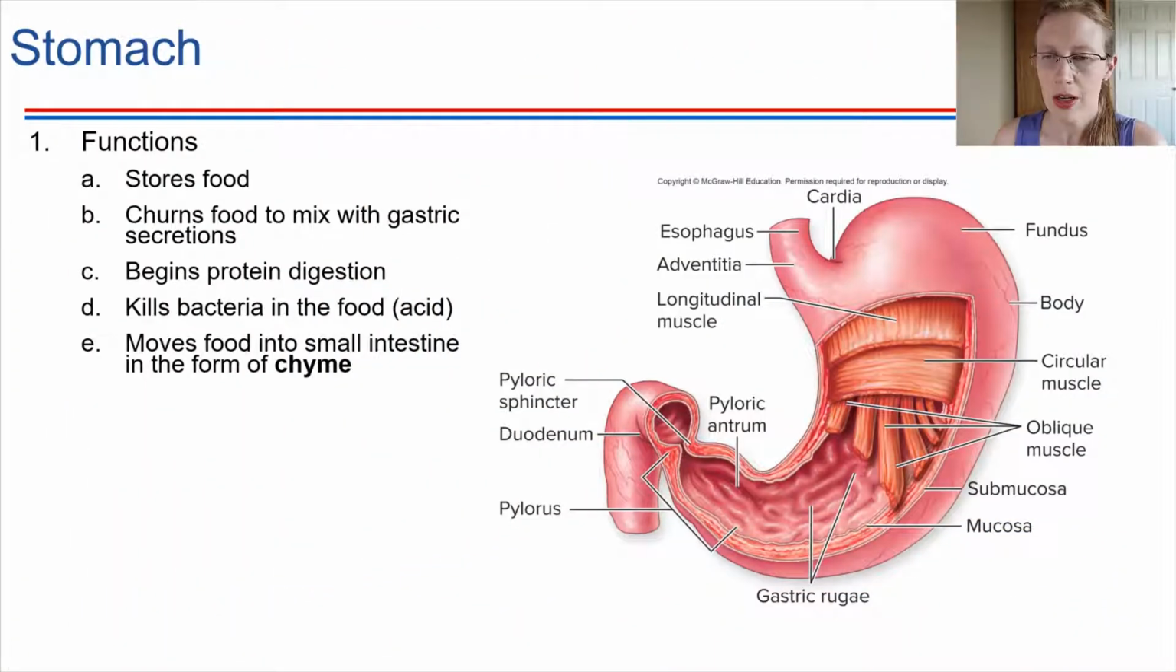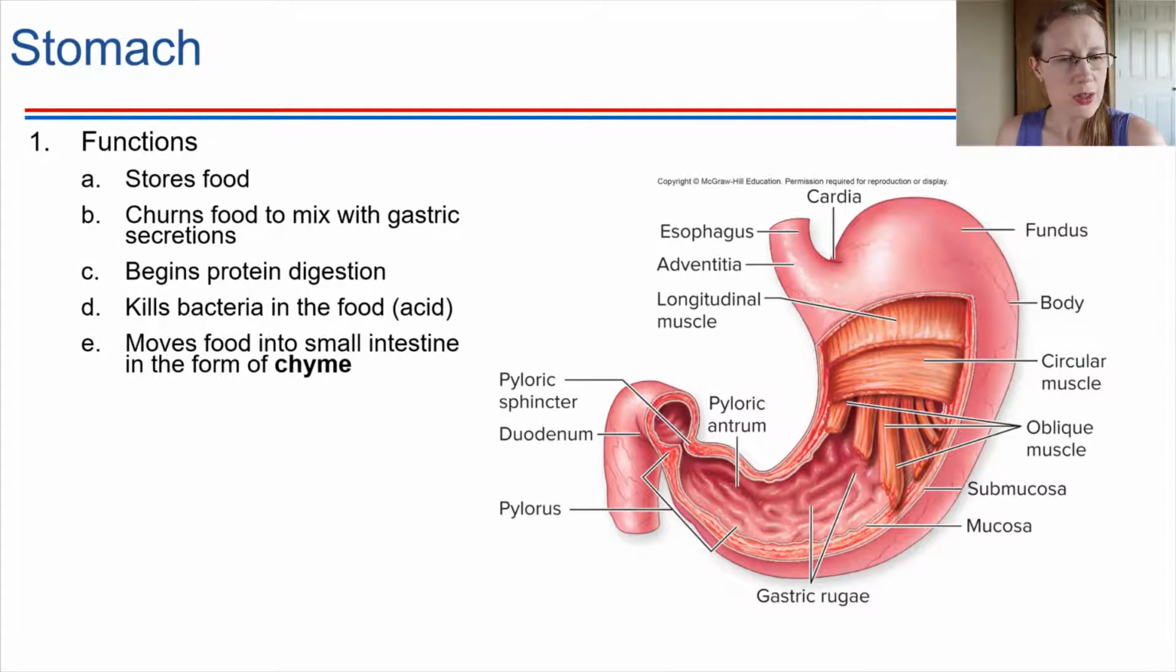As far as digestion is concerned, the stomach initiates the process of protein digestion. So proteins, this is a really key place for proteins to start being digested. And in addition to that, the HCl, the hydrochloric acid that is produced by the stomach, also happens to kill off a lot of the bacteria that we might ingest with our food. So it has some immune activity in that sense.